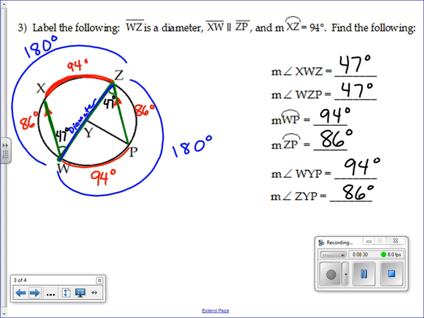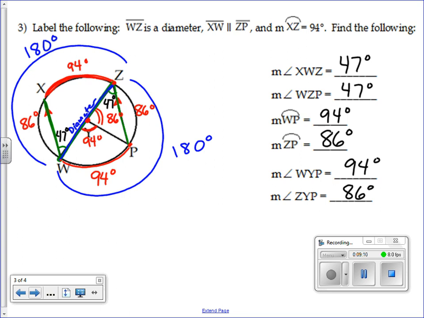And then I do have some central angles in here. I would just label them, and then if the question wants you to find it, then you can fill it in. I have a central angle right here at WYP. The central angle is going to be the same as its minor arc, so that angle is going to be 94 degrees. And then I have another central angle over here at ZYP. I'll just put double arcs here. That's going to be the same as its minor arc, which is 86 degrees.